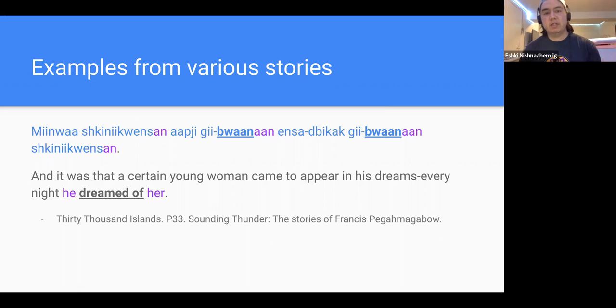So first he puts Eshki-nishnaabemjig first in this sentence, Apaji Gibuanan, and Sadibakuk, and then he goes back and puts the Eshki-nishnaabemjig second, Gibuanan, Eshki-nishnaabemjig. So every night he dreamed of her. So in English, it says a woman came to appear in his dreams, but he's just saying the same thing. He dreamed of her.